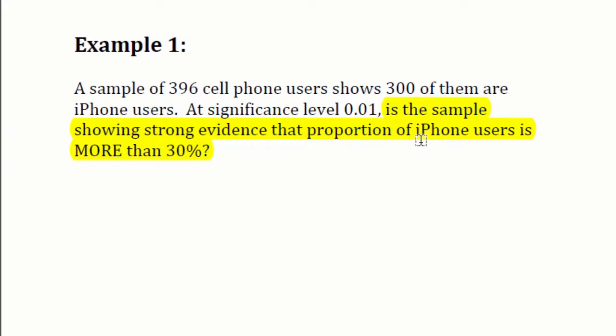We want to find out whether our sample here, 396 cell phone users showing 300 of them being iPhone users, is showing strong evidence that the actual proportion of iPhone users is more than 30%.